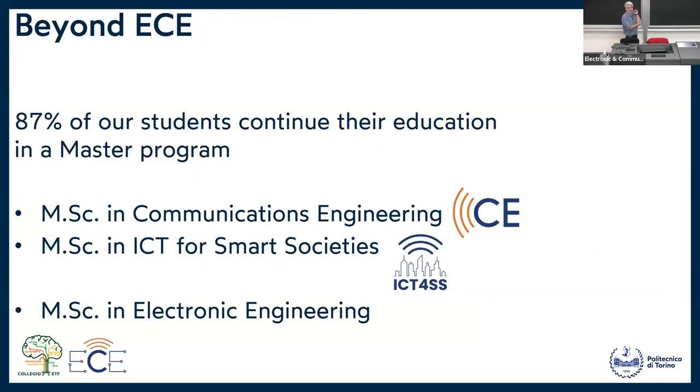Most likely you will continue studying, because after 3 years of bachelor you will do 2 years of master. 87% of the students continue their education in a master's degree, which can be more focused on communication. So there is the communication engineering master's degree, and also ICT for smart society, which is something in 5 years from now, very far away. Or you can do electronic engineering and go deeper into the electronic part. You can even jump to computer engineering. This degree is quite open to any master in the ICT area.